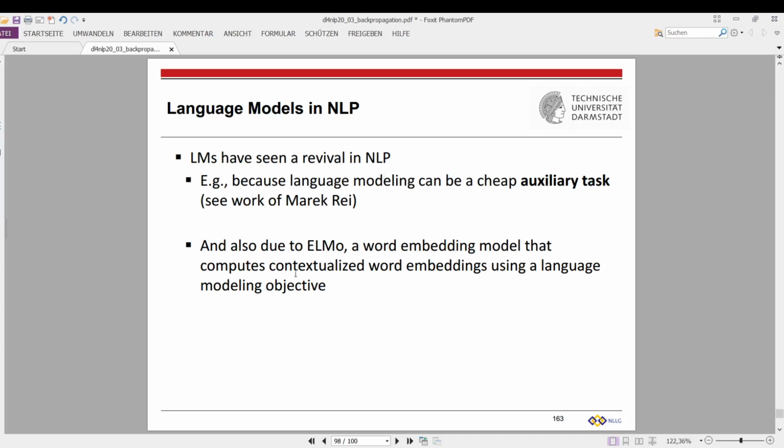But mostly language models have become so popular because of these contextualized word embedding models. Initially it was ELMo, which was computing a language model objective, predicting the next word, and it got these contextualized representations from the language model. But then also, like all of the current very high performing architectures, especially BERT, they also do this language modeling. They also solve this language modeling task.